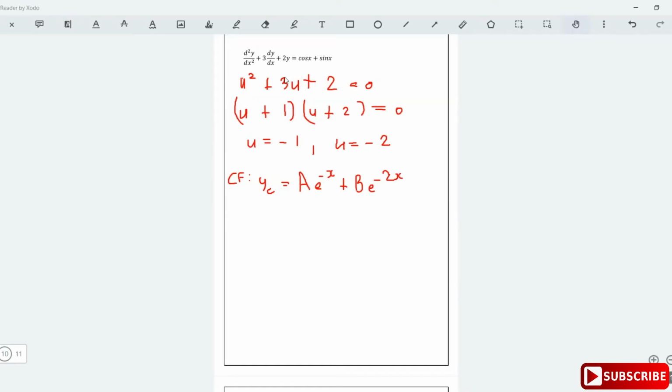Next thing we need to do is find our particular integral. So we're going to find our particular integral. Writing this down, we're solving y double prime plus 3y prime plus 2y equal to cos x plus sin x. Since this is what we have to solve, what are we going to do?